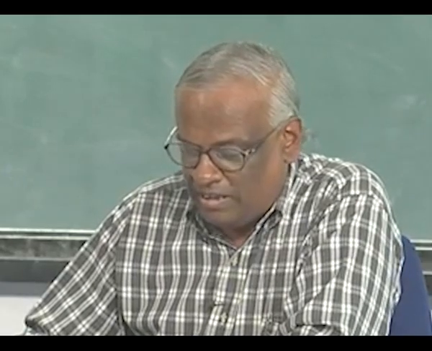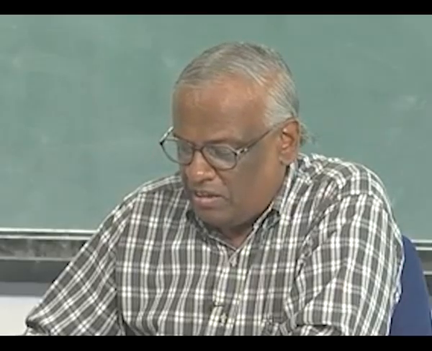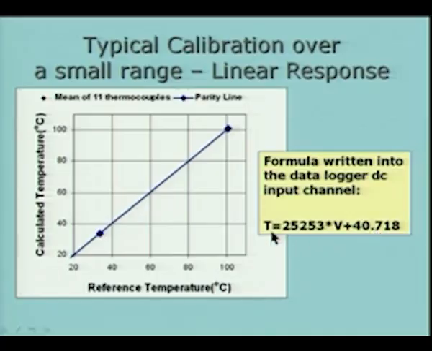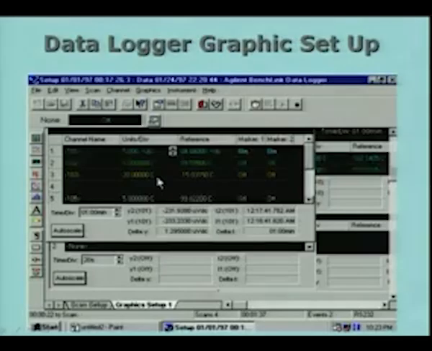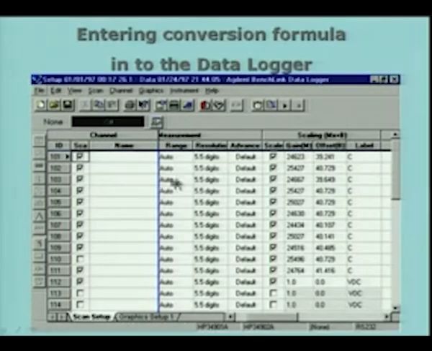You remember I showed an example earlier where the formula was t equal to 25253 into V plus 40.718. This is the number I had. So, what I am doing is I am entering this formula into these boxes. I have got channel 1, 2 up to whatever number, 10 is left out. So, 11 thermocouples are there. So, channel 1 to 9 and then 11 and 12 all have 5.5 digits resolution, and all these are given the gain values. You see that the gain values actually vary slightly from the mean value which I gave earlier.